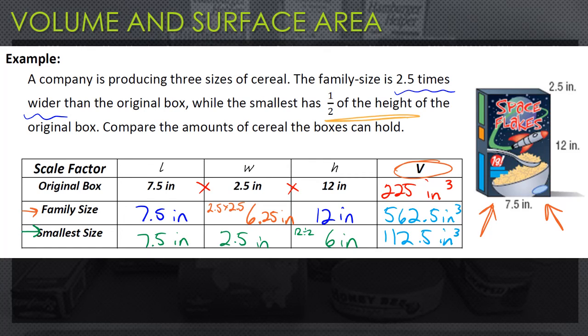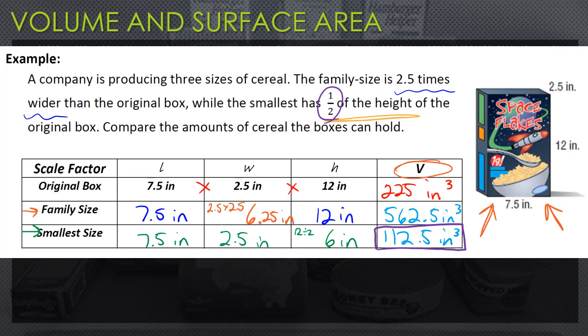And so now we can compare the amount that each box can hold. The smallest size is half of the height. So if we took the original volume, 225, and divided it by 2, it should give us 112.5 inches cubed. So we did half the height, and we got half the volume.